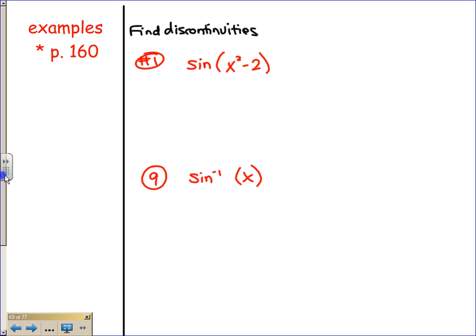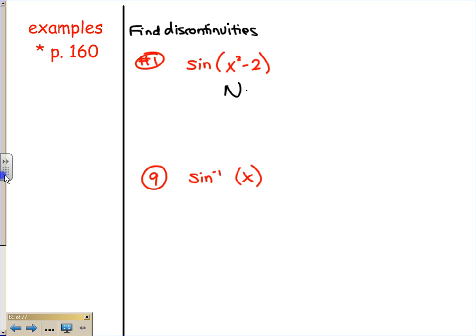No. No problem, right? What comes out of x squared minus 2? Range, all real numbers, right? Well, not all real numbers, I guess there's going to be a domain restriction. But for any numbers that come out, can I plug any numbers into sine? Does sine have any discontinuities by itself? No. It goes on forever. So any discontinuities? No. None.